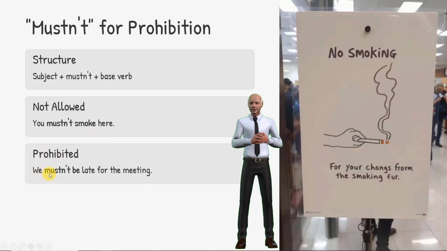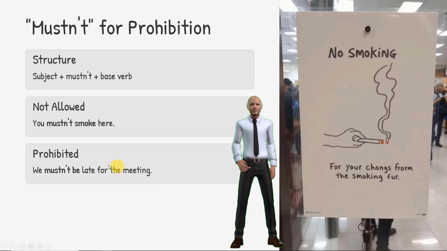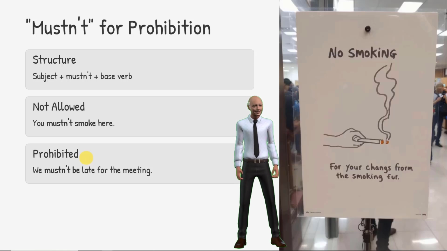Prohibited: we mustn't be late for the meeting. That you can see very clearly. You mustn't be late for the meeting. That means this is really not allowed. If you are late, you could maybe be fired, or some real drastic action could be taken against you. It is just not allowed.